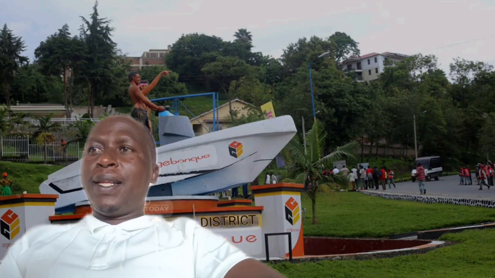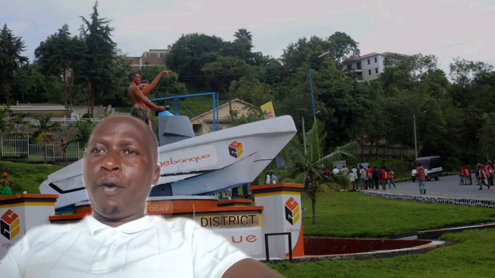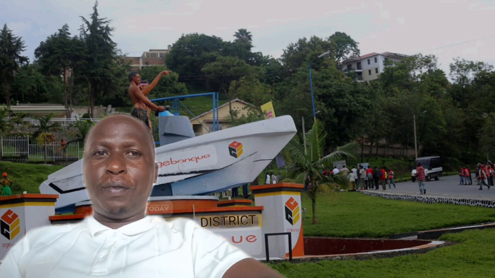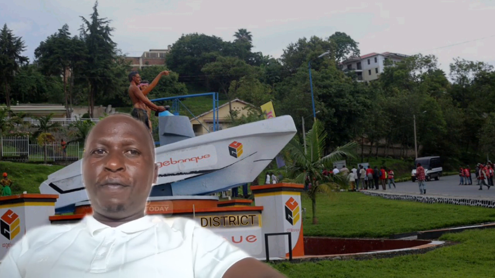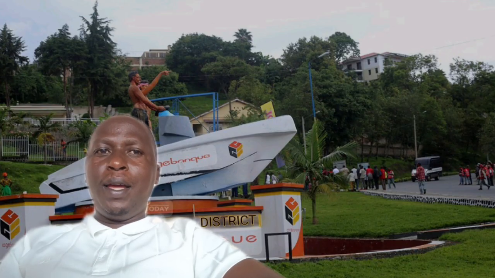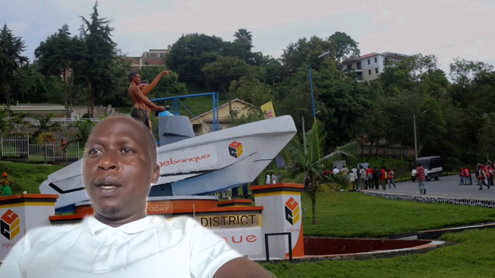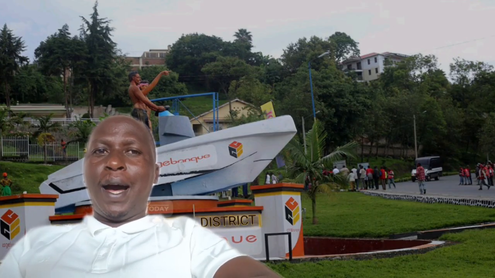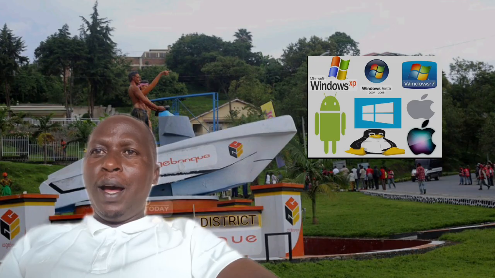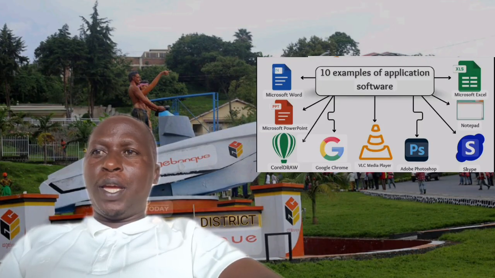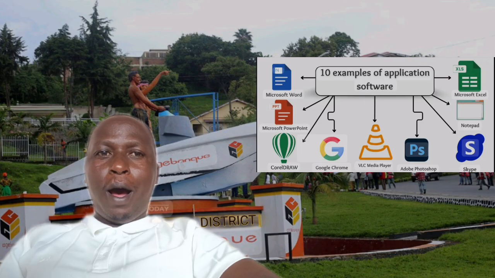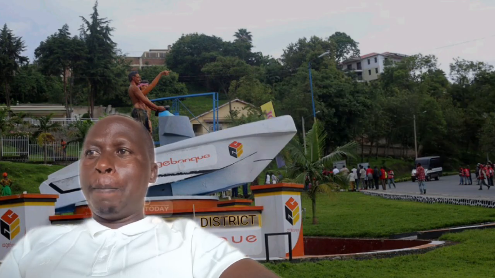So now let's categorize the computer software. We can categorize computer software referring to different criteria, but here we are going to classify computer software into two main categories based on the purpose of the software. These categories are system software and application software. Let's start with application software.